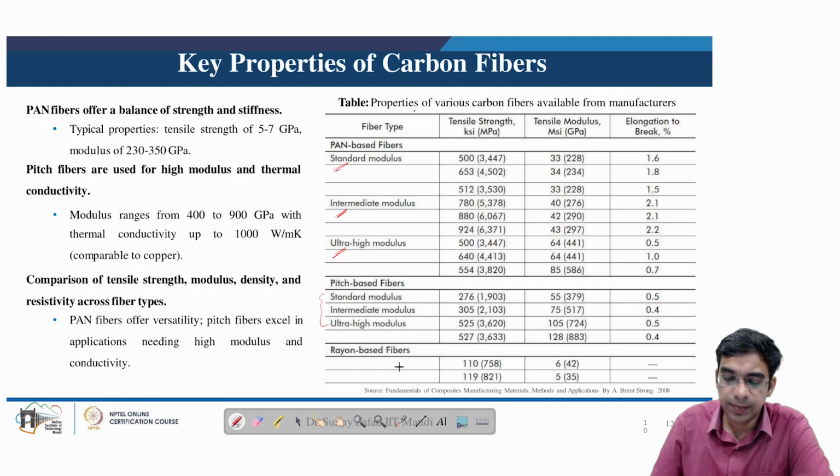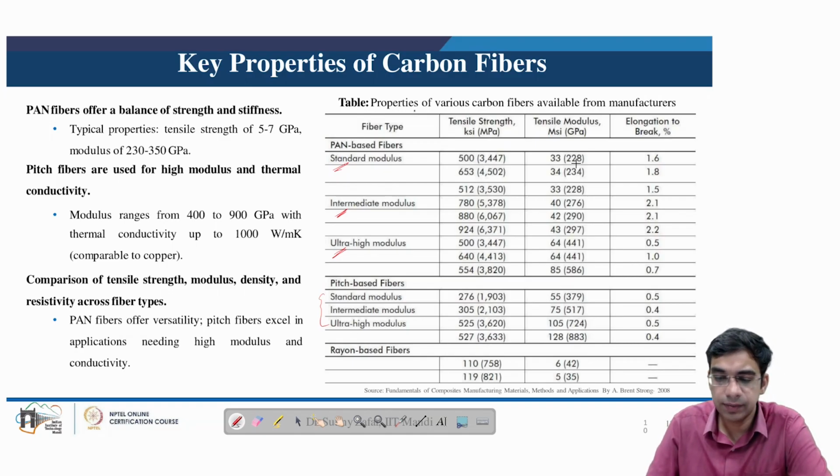Rayon based fibers, as we have seen, are not very popular these days because of their complex processing conditions. We can see the various values of the tensile strength and tensile modulus. In the brackets, the values are presented in megapascals and gigapascals respectively for tensile strength and tensile modulus. We can see they offer very high values of these properties, thereby making them very suitable for applications like wind turbine blades.